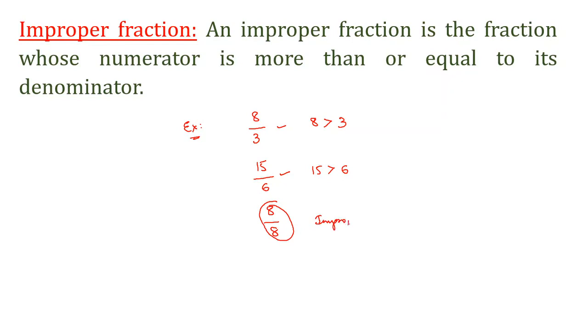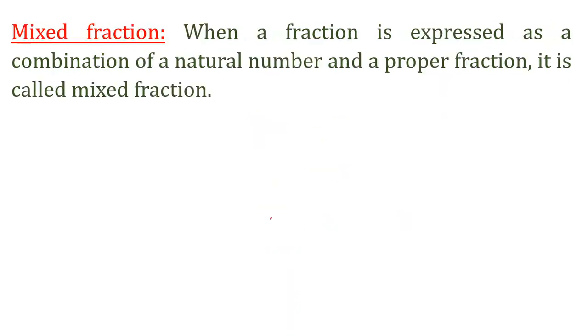If the numerator is equal to the denominator, it is also improper, because if you divide 8 by 8, then you will get 1. Is this any fraction? It is not a fraction. So this is also an improper fraction. So what is the definition of improper fraction? An improper fraction is a fraction whose numerator is more than or equal to its denominator. So these are the examples for improper fraction.